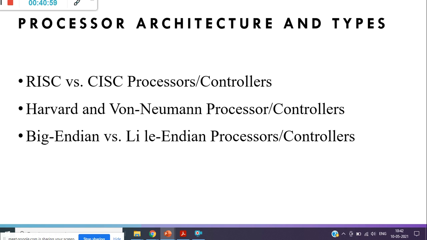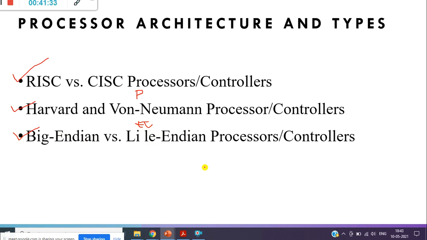These are the different types of processor architecture. The processor may be built on an architecture called RISC or CISC architecture. The processor is built based upon the Harvard or Von Neumann architecture. Von Neumann architecture is also called Princeton architecture. The processor may be built on Big Endian or Little Endian. Sorry, spelling mistake. It is LITTLE.